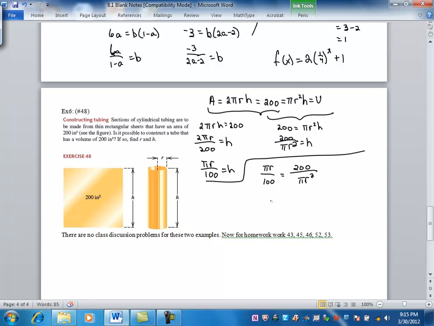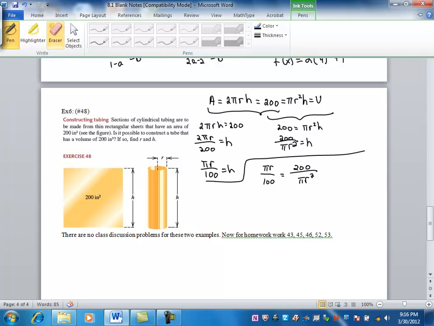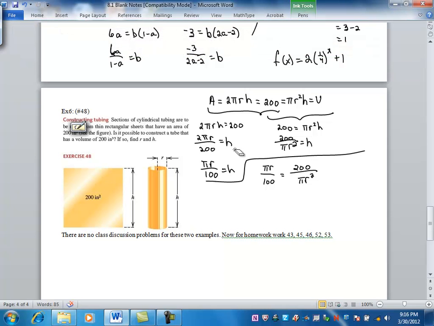Alright, and so I need to correct something here real quick. You guys might notice, and you probably caught this a minute ago, you're saying, wait a minute, how is this H right here equal to 2 pi r over 200? That's not right. And you're correct, that's not right. So my apologies here. Let's fix this before we get any deeper into it.